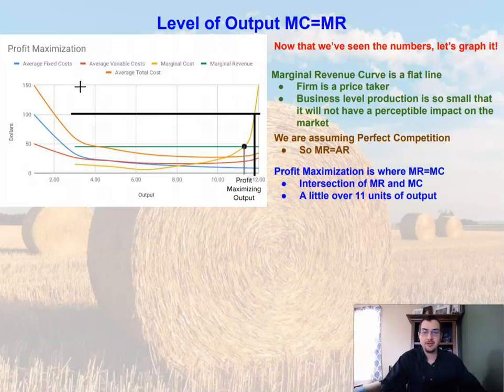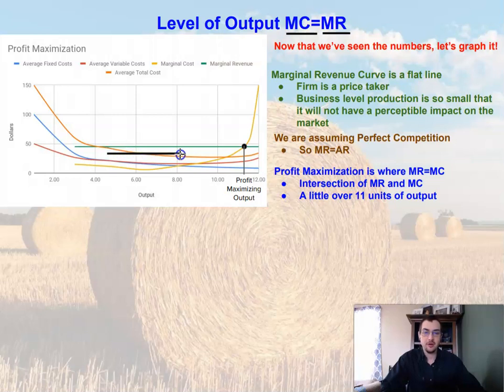So what if they were to increase all the way up here to $150? Well, the answer is simple. We just increase production again. But we always produce, and the key thing that I want you to focus on here is we are always going to produce where marginal revenue equals marginal cost.